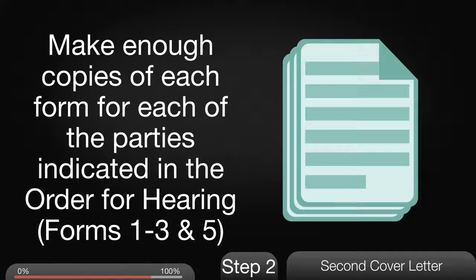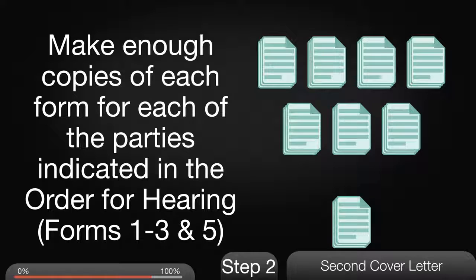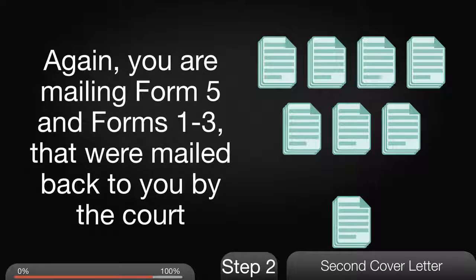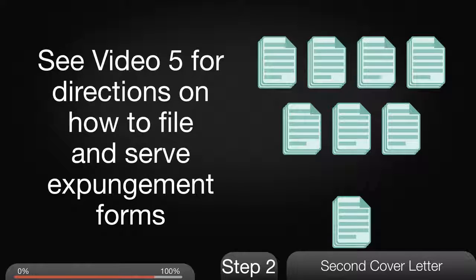Once you have completed Form 5, you will need to make enough copies of each form for each of the parties indicated in the order for hearing, plus 1 for your records. These are Form 5 and Forms 1 through 3 that were mailed to you by the court. Then follow the instructions in Video 5 of this series for directions on how to file and serve expungement forms.